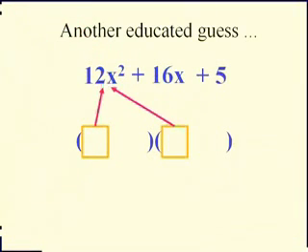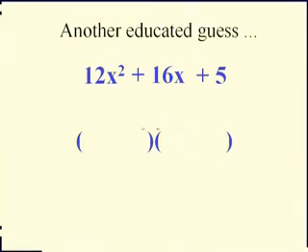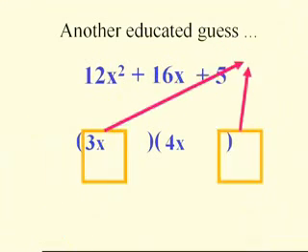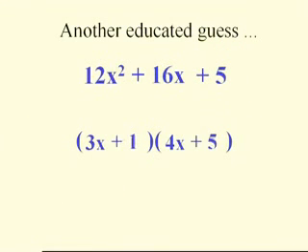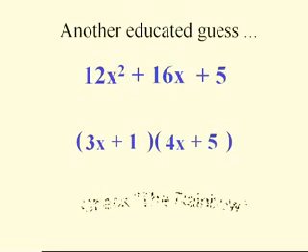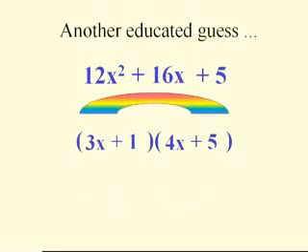How about another possibility for 12x squared? 3 and 4, or 3x and 4x. And for 5, well, that's an easy one, 1 and 5. Now, once again, let's check the rainbow to get the middle term. I'm going to get 15x and 4x is 19x.